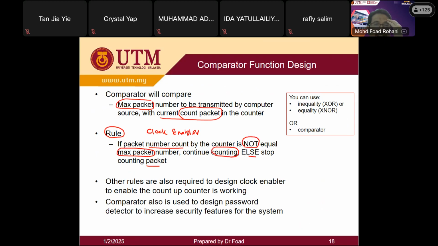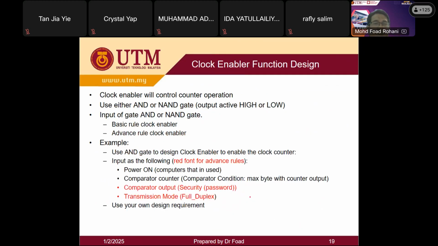Okay, and then for a comparator you can use, for example, a password detector here to compare your input value with the memory value. If the same, then the password is correct, then you can connect to the clock enabler. This is the clock enabler, please understand. So here, guys, I use an AND gate.